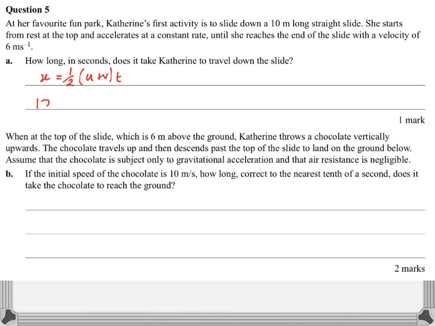So x, u, v, and t is this formula. We substitute and we solve for t. We get 10 over 3 seconds. Okay.